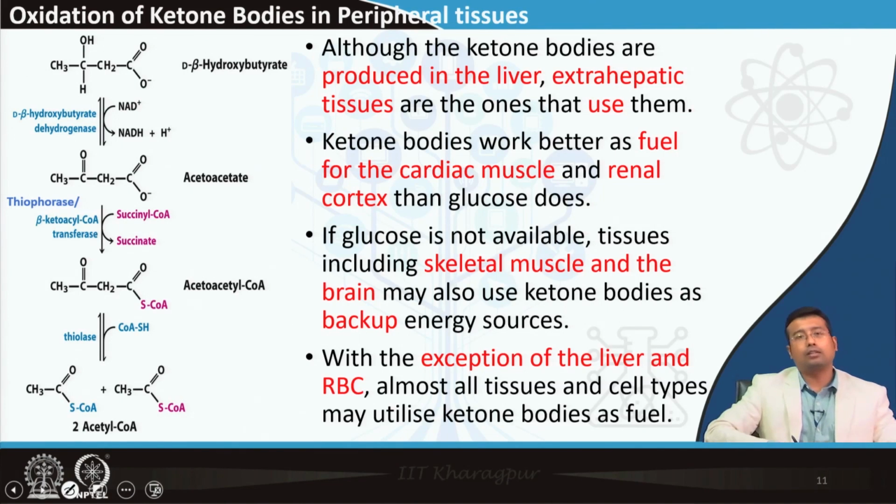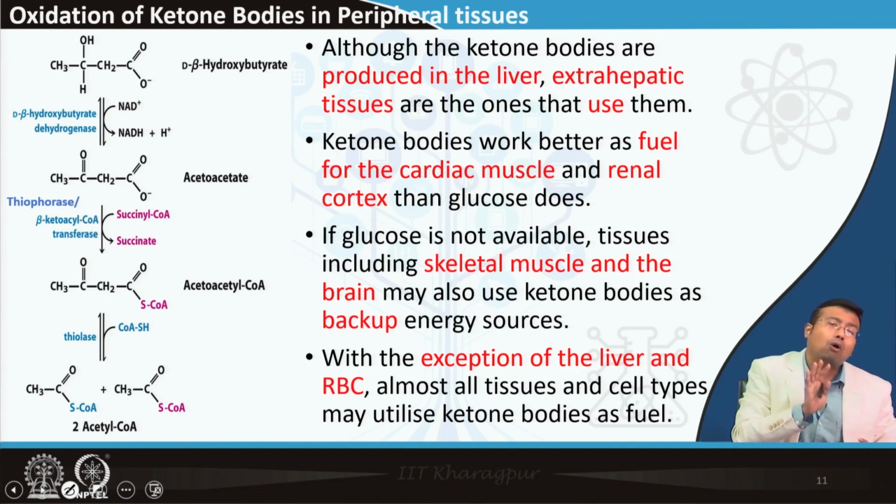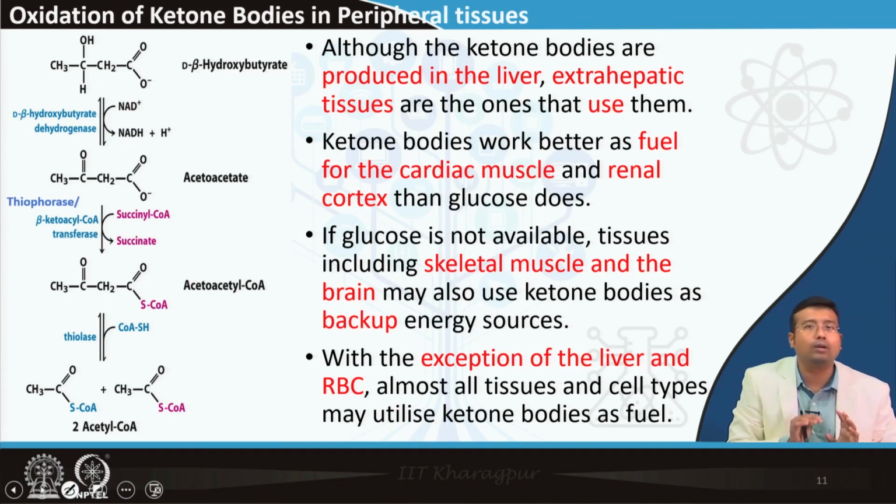Next we need to discuss ketone body utilization or oxidation of ketone bodies. So, where does it happen? Just now we discussed ketone bodies are produced exclusively in the liver, only and only in the liver. Liver cannot use ketone bodies. Okay. So, who can use ketone body other than liver?